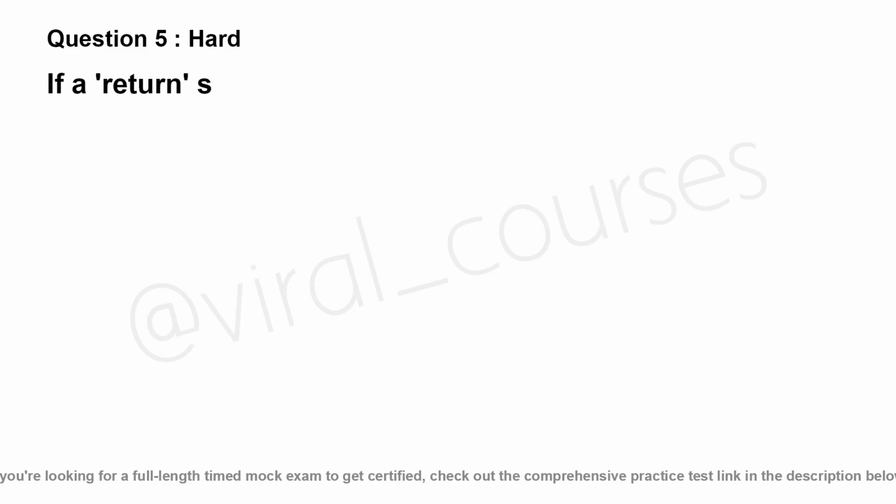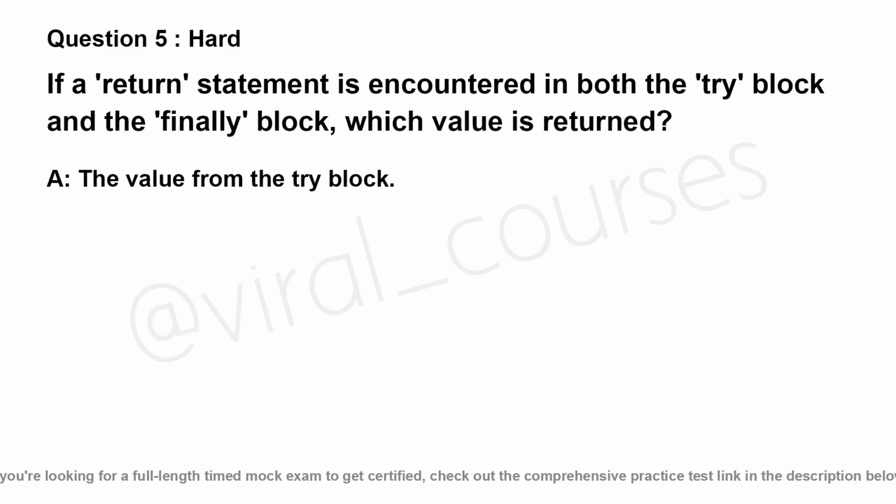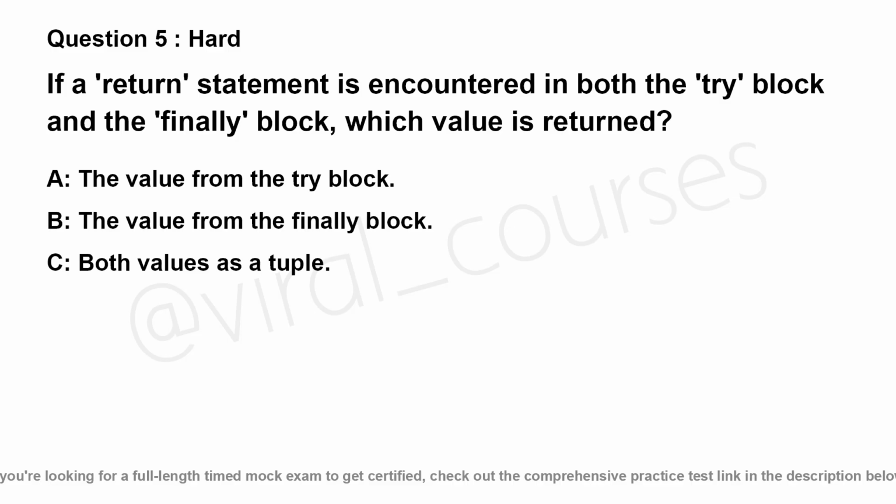If a return statement is encountered in both the try block and the finally block, which value is returned? Option A, the value from the try block. Option B, the value from the finally block. Option C, both values as a tuple. Option D, a runtime error is raised.